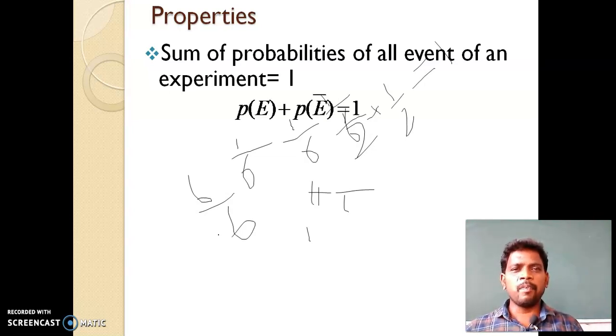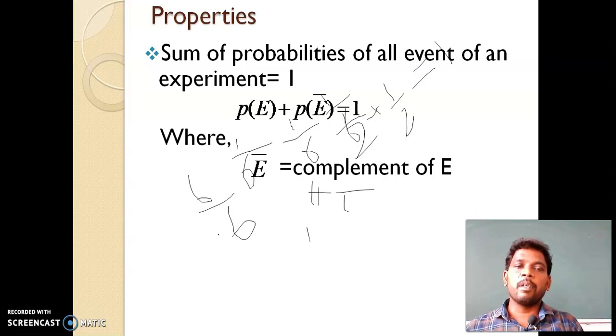So next one, that is a formula: P of E plus P of E bar equals 1. Already you know what E is, but what is E bar? E bar is nothing but the complement of E. The complement of E is nothing but the opposite. For example, let us take the same example of tossing a coin. Head and tail both are events. Suppose we expect to get head, then the remaining event is getting tail. So that tail is your E bar. That is the complement, that is other than the particular event.